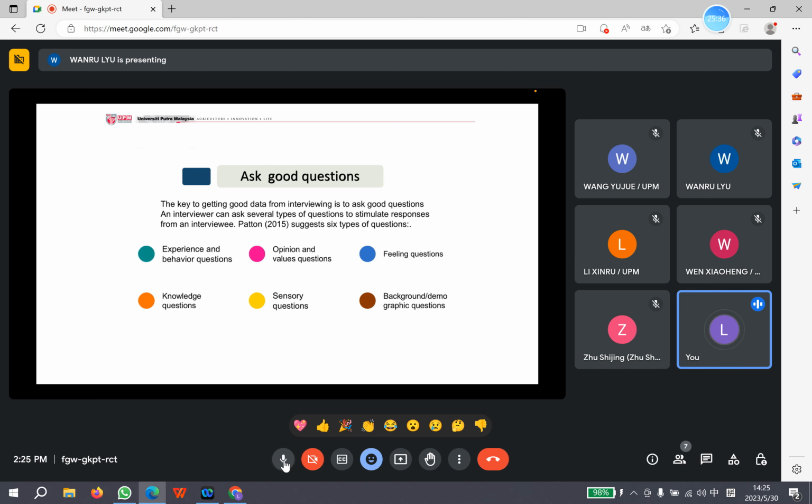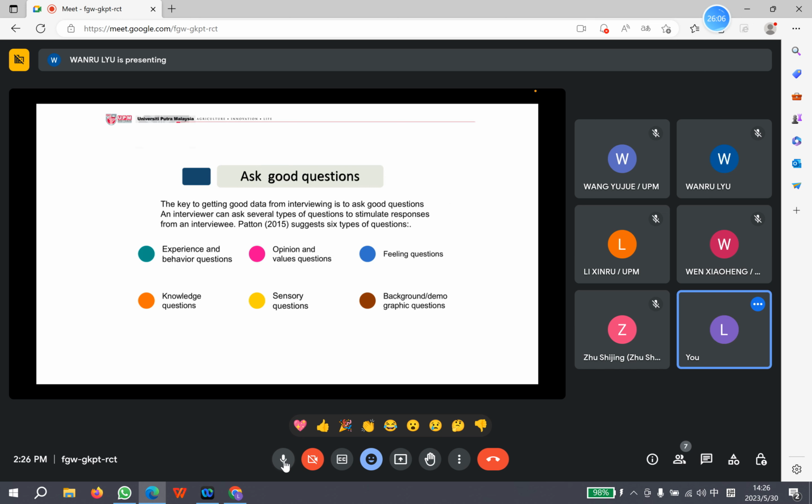And the next one is knowledge questions. So what knowledge do you have about the research or about the situation? And the next one is sensory questions. That is more specific questions. For example, who, when, what, problem. So that is more specific. And the last one is background and demographic questions, such as age, income, and so on.